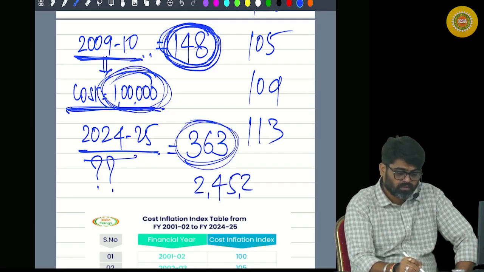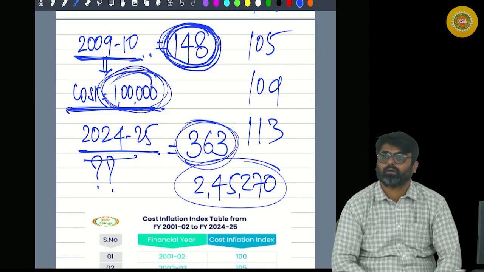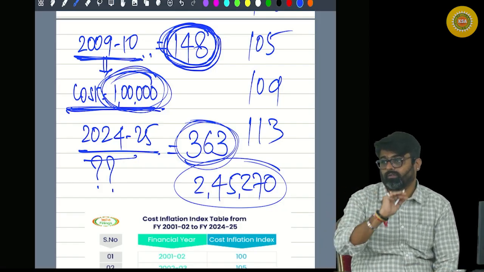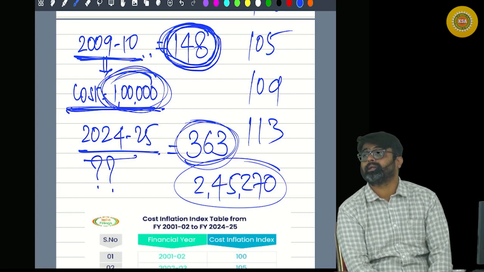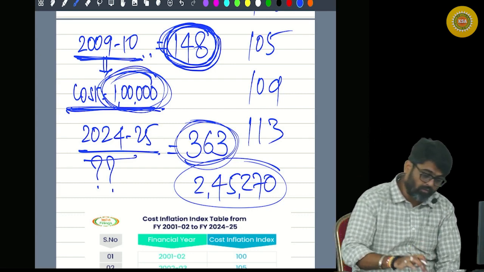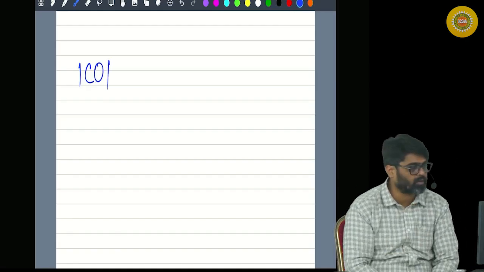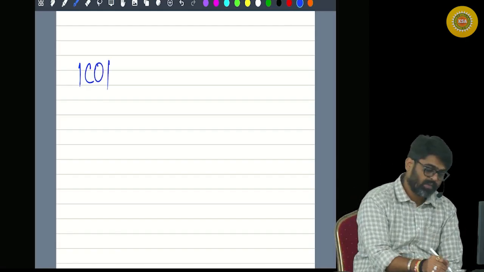45,000, 270. Instead of reducing 1 lakh, reduce 2 lakh 70. This will be your index cost. Now how will you calculate index cost? Simple. Index cost of improvement. If you want to calculate index cost of improvement, what will you take?